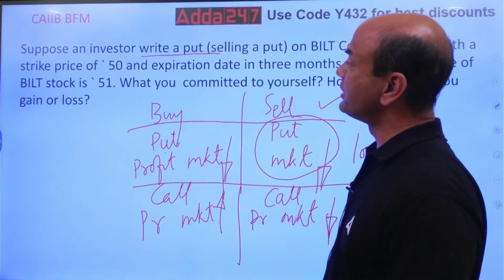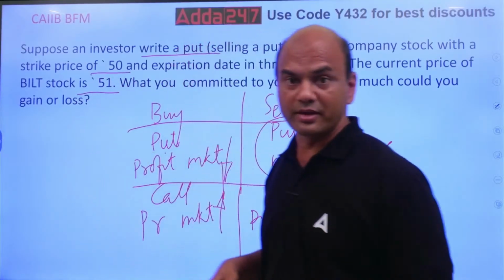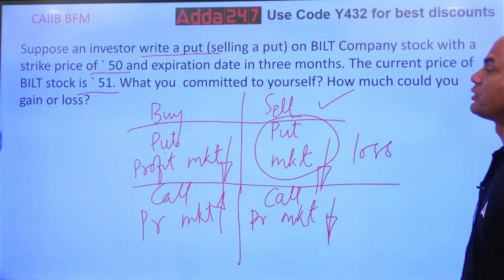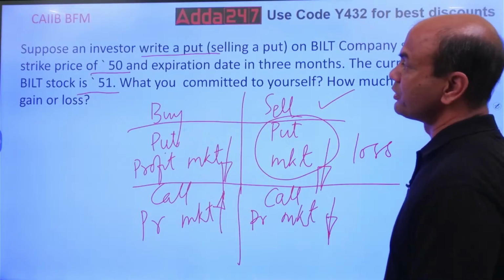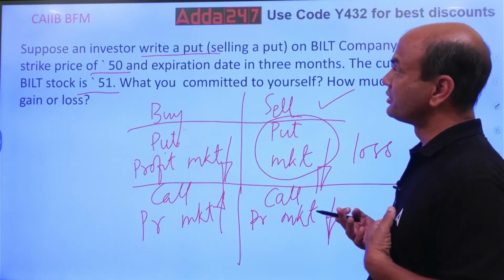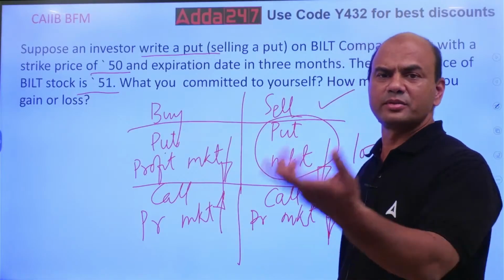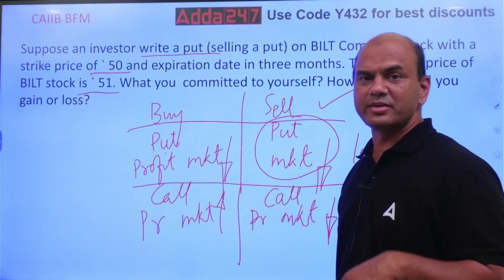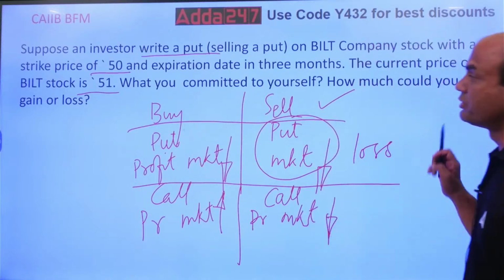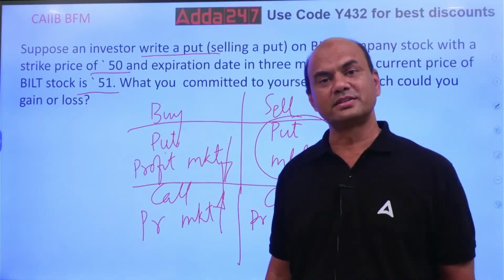The current price of the Bilt stock is 51. So he has written at 50, he has sold it at 50, and now the price is 51. What have you committed to yourself? Suppose you are the seller, what have you committed? I am this investor. What have I told the person in front? I am the seller, so there is a buyer. What have I told this buyer? How much can I gain or lose in this case?